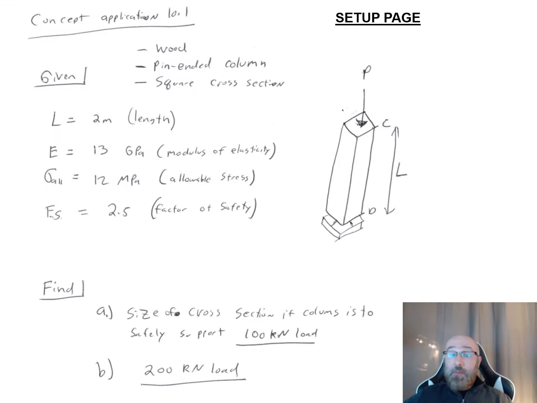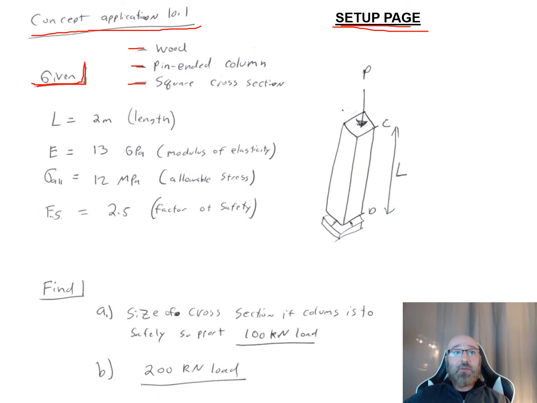So now that we've had an opportunity to read through that problem statement, look at our initial diagram, understand what they've given us and what they're asking us to solve for, our next step is to create our setup page. So I've done this problem out by hand. So here's our setup page here. And we see this is concept application 10.1. So what given information do we have? Well, we know a couple things. We know it's wood, we know it's a pin-ended column, and we know there's a square cross-section. So even though those don't have numeric values associated with them, they are going to be important for our solution. So I'm going to write those down up top next to my given.